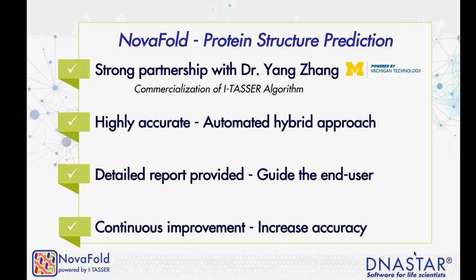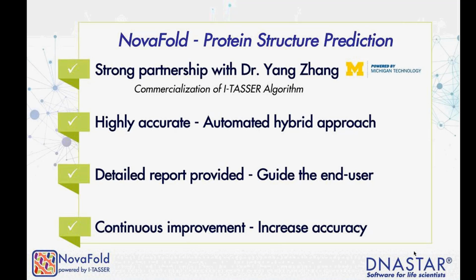Yang Zhang at the University of Michigan has been developing the I-TASSER algorithm, which is a hybrid protein structure prediction algorithm that uses a combination of protein threading and ab initio folding techniques. This has proven in competition to be a very highly accurate structure prediction algorithm, and we have since brought in the algorithm, formalized it, and commercialized the code to provide our customers an automated hybrid approach that we have now branded as NovaFold.